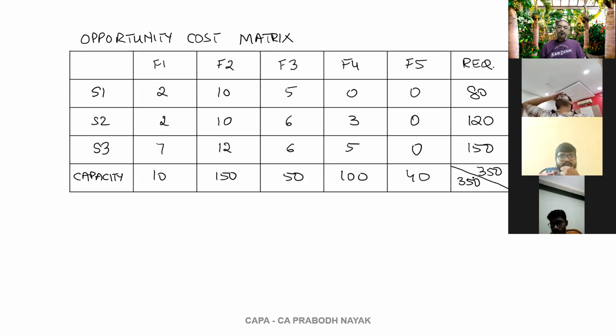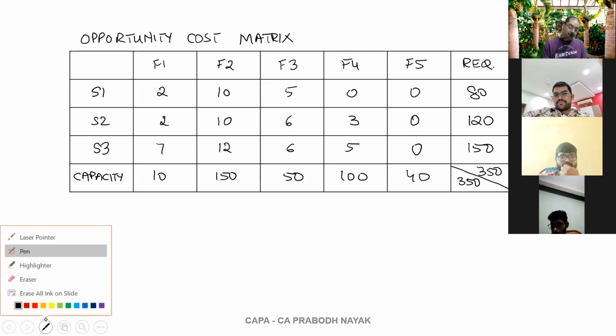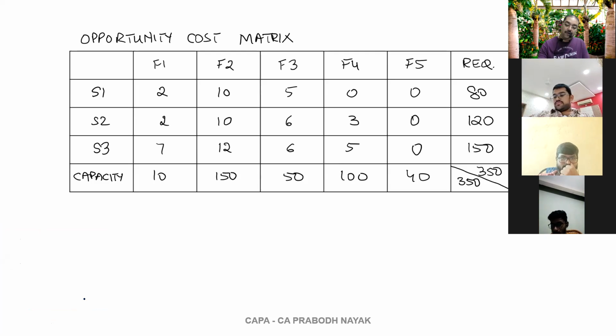Now to apply VAM. When applying VAM, what do you require? You require a row penalty and a column penalty. So we'll have a row penalty, and we'll have a column penalty.